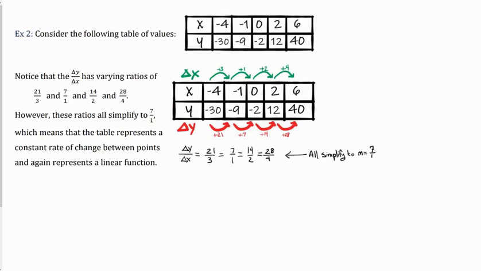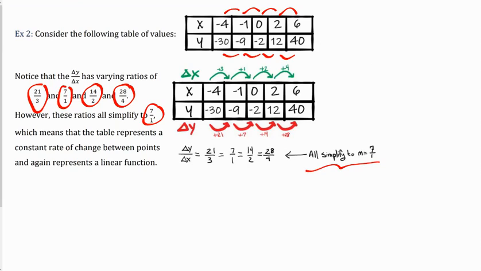Here in this second example, we have another set of points that we can look at, and each of these pairs that are being calculated as delta y over delta x will give us 21 over 3, 7 over 1, 14 over 2, and 28 over 4. When you simplify each of them, all of them simplify to 7 over 1. And since they all simplify to 7 over 1, we have a constant rate of change.